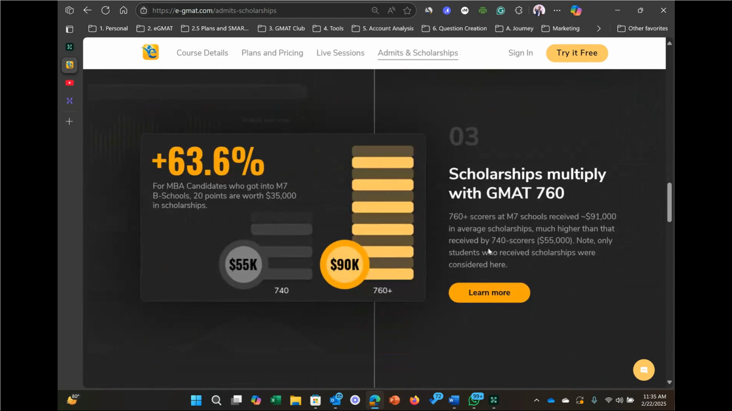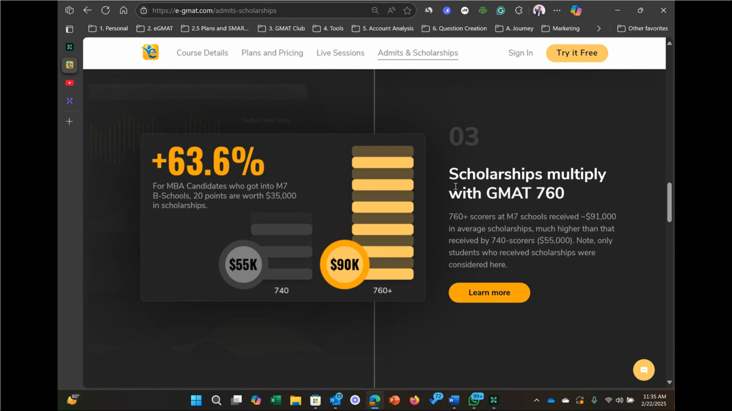Now, this was one of the most challenging pieces because you needed enough people for this to be statistically significant. We said, okay, 97th versus 99th percentile, what's the delta when it comes to scholarship, especially from M7 schools? And the delta was about $35,000 in scholarship, which is, I think, a huge amount.